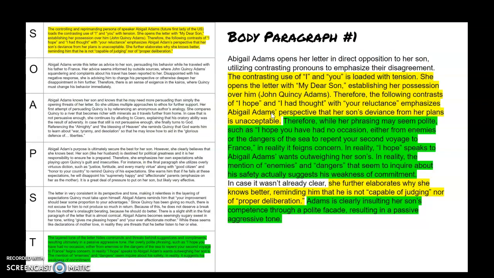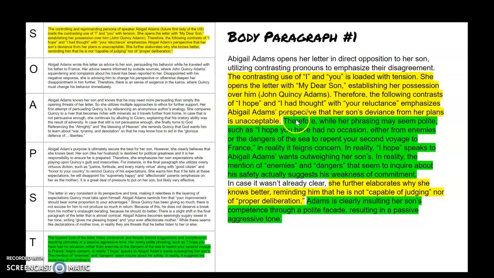So here is my following paragraph. And this is why I was saying that if you did a good job on your SOAPST table, this essay is going to be very easy. So what I did is I went and looked at my SOAPST table and I asked myself, where do I analyze the first part of her letter? Specifically, where do I analyze things that help me prove how she's using contrasting pronouns? And if you've been reading along, you'll know that I do that in my speaker section and my tone section.